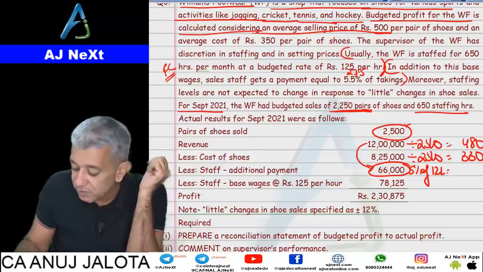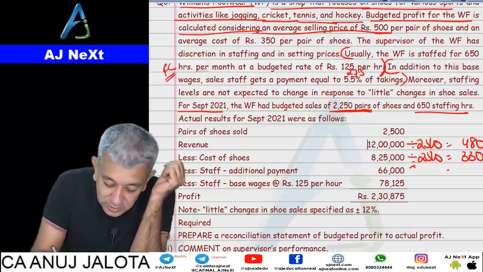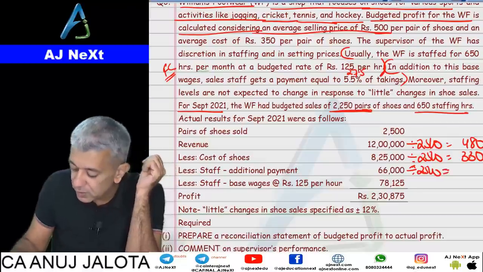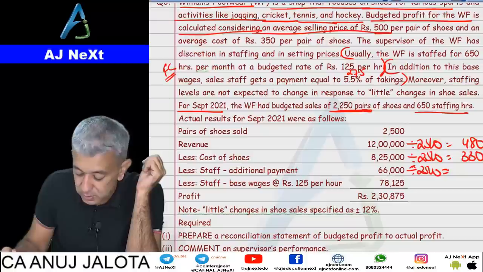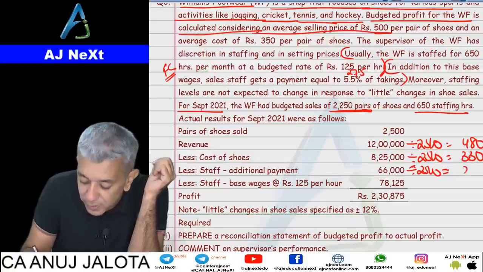By 2500. I'll write down that particular figure. It'll be better for me. So therefore 66,000 divided by 2500, if I'm going to be doing this. So 66,000 divided by 2500 comes to 26.4.